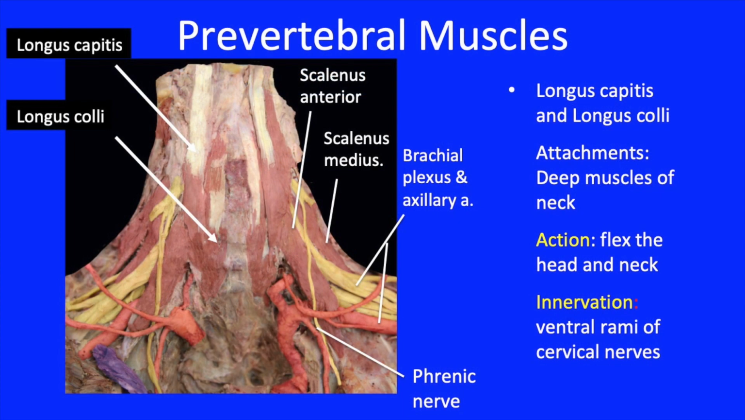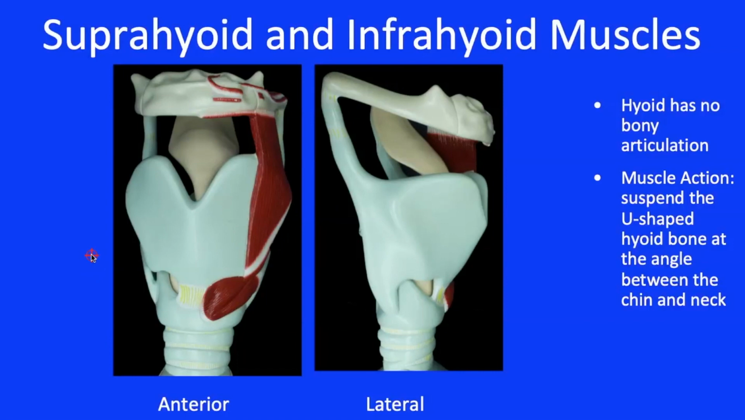We now look at the muscles found directly anterior to the cervical vertebrae, the prevertebral muscles. Their names are shown in the slide. These muscles help to flex the head and neck. The next set of muscles we must consider are the suprahyoid and the infrahyoid muscles. These are muscles that are located above and below the hyoid bone, a small bone in our neck that does not exhibit any bony articulation.